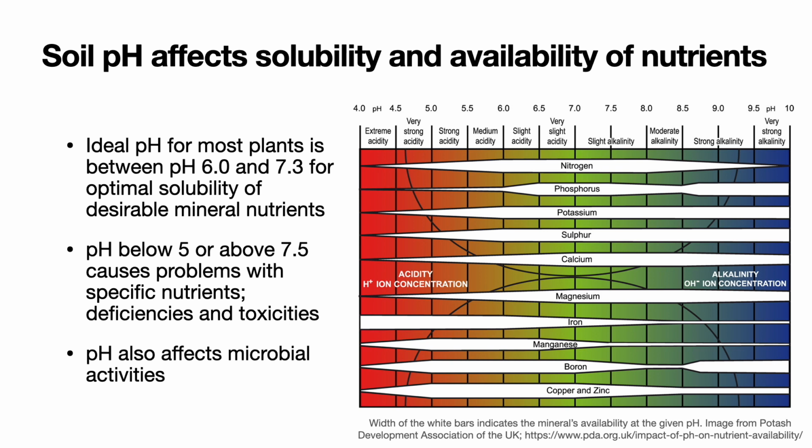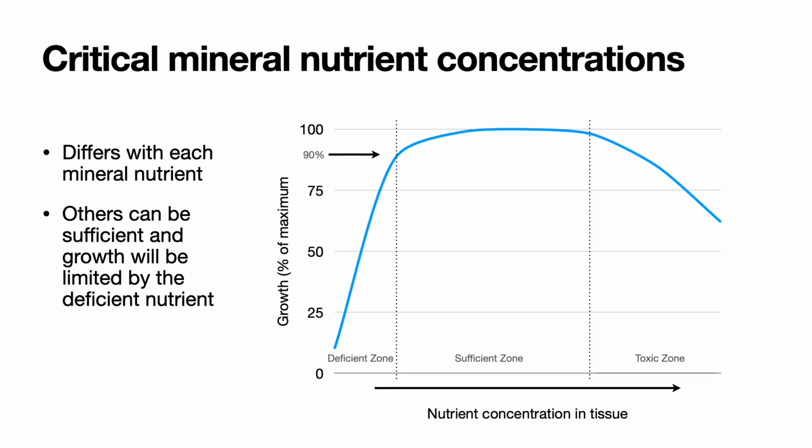And notice as we get above 7.5, the iron availability becomes very small, as well as in manganese and even boron. So this is where, if you have high pH soils, you're going to easily see iron deficiency in plants, for most plants again. Okay, so how much nutrient is enough nutrient?